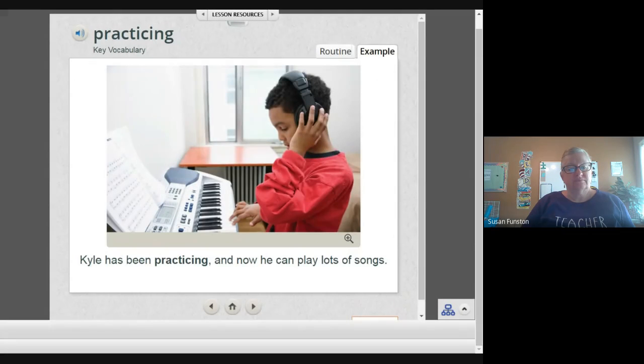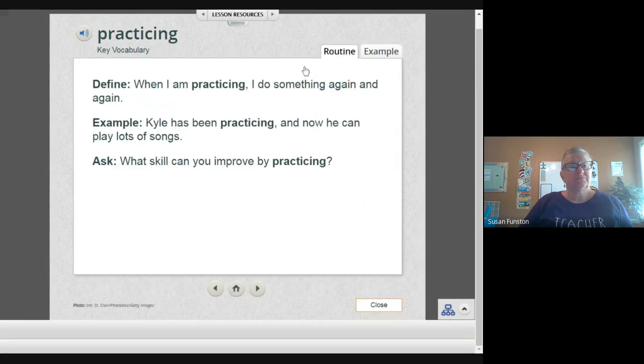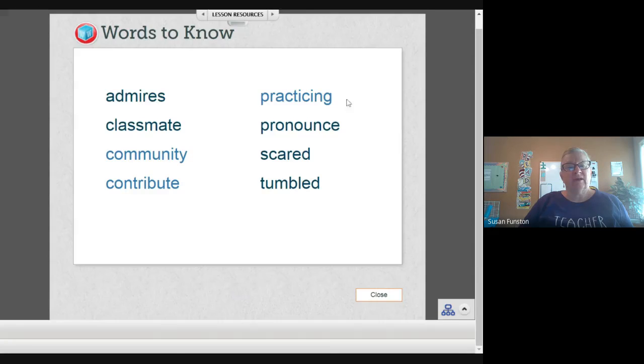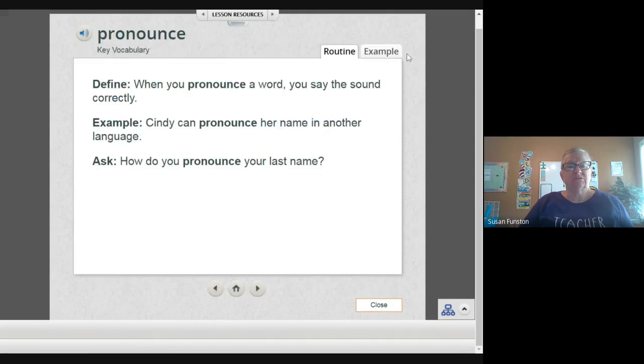Practicing. Kyle has been practicing, and now he can play lots of songs. So Kyle looks like he plays the piano or keyboard. Practicing. When I am practicing, I do something again and again. What skill can you improve by practicing? And our next word is pronounce.